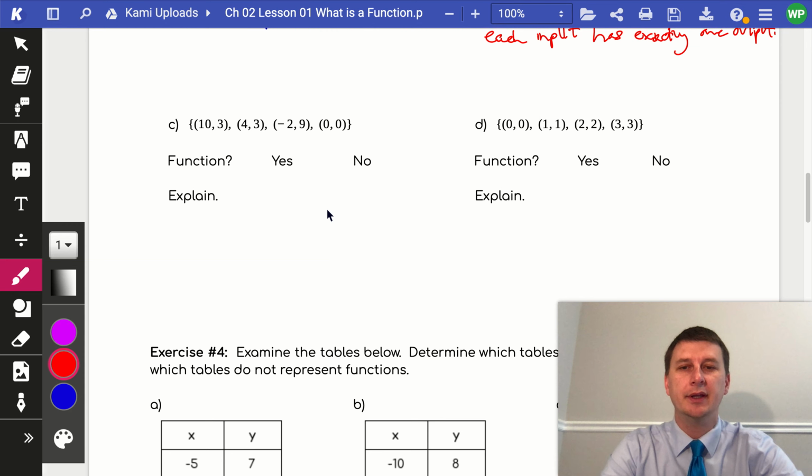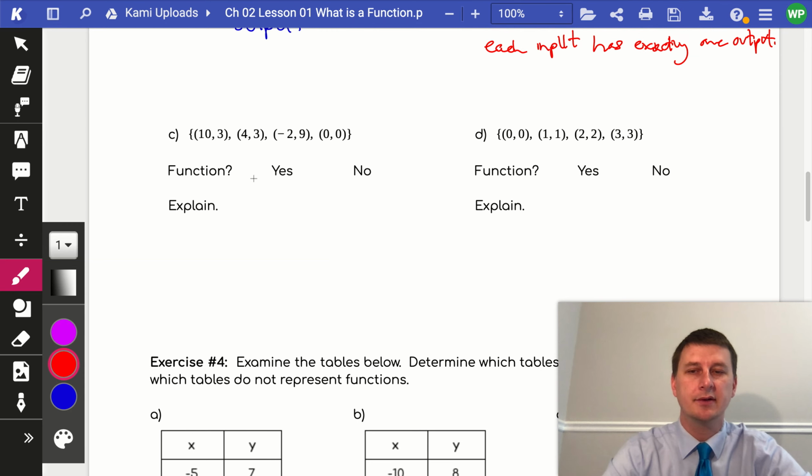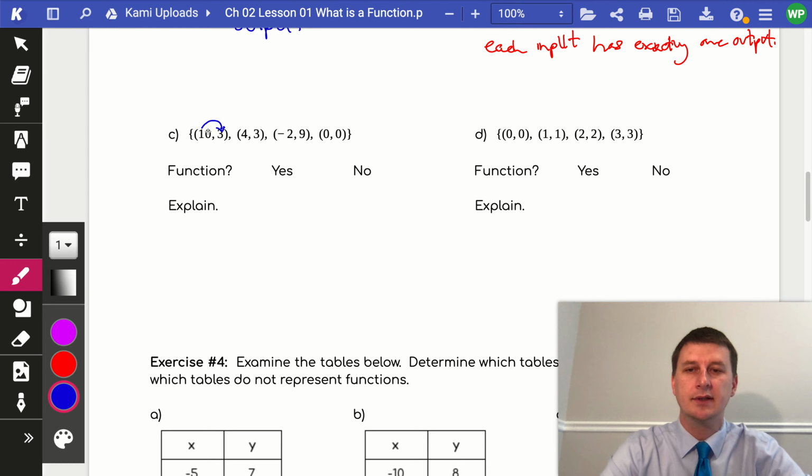We have (10, 3), (4, 3), (-2, 9), and (0, 0). So again, let's just go through our inputs here and let's take a look. 10 is the only input of 10 I see, so it goes to 3. 4, I don't see any other inputs of 4 over here. -2 has an output of 9. I don't see any other -2s here. And 0 has an output of 0. I don't see any other zeros. So this one is a function.